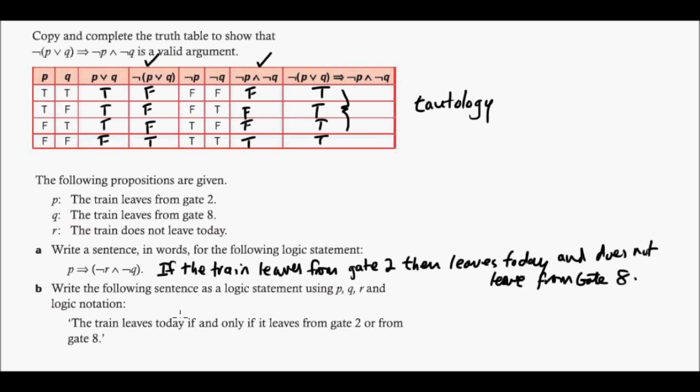Write the following sentence in a logic argument using P, Q, and R in logic notation. So if the train leaves today, the train leaves today if and only if, okay, well, if and only if is going to be that. It leaves from gate 2. So if the train leaves today, so that's going to be not R. And then it leaves from gate 2 or from gate 8. So that's going to be P or Q. And make sure you put the brackets there in the end of that. And you're good to go on that.